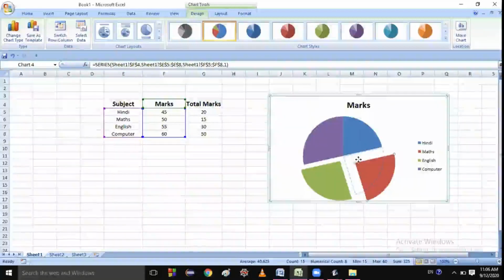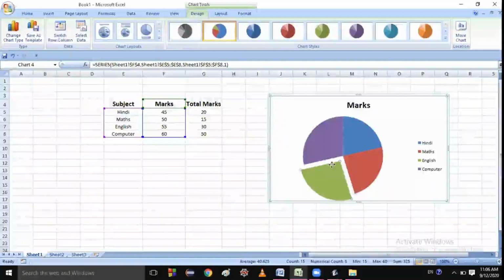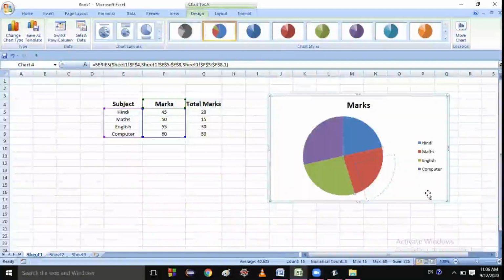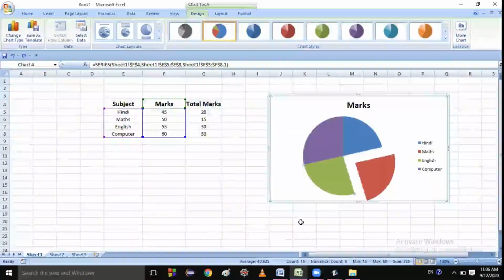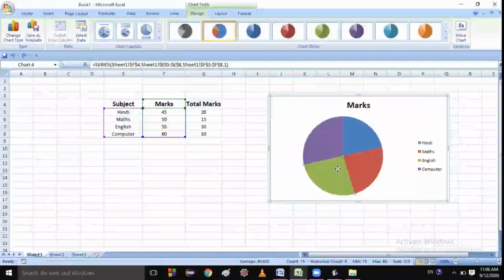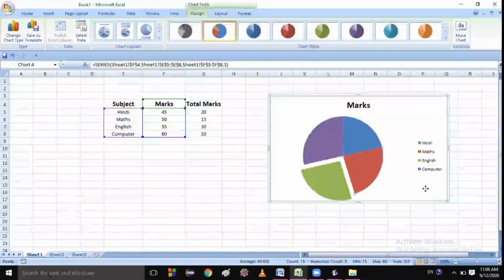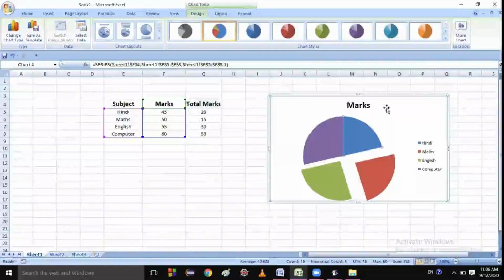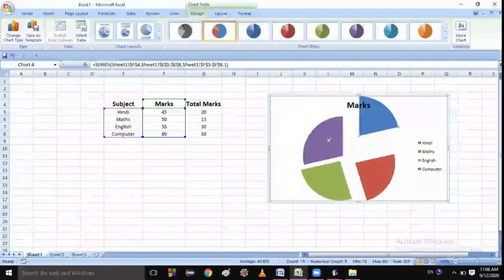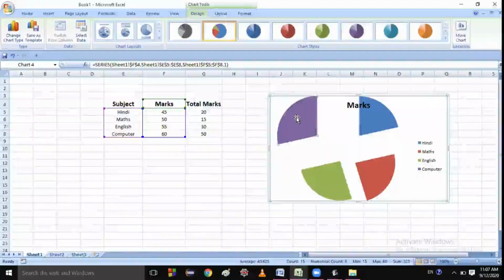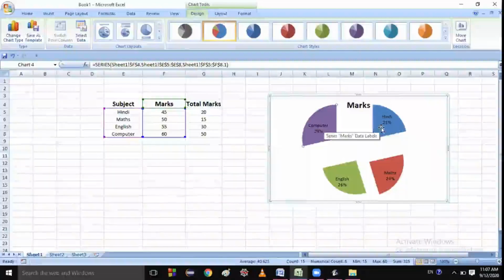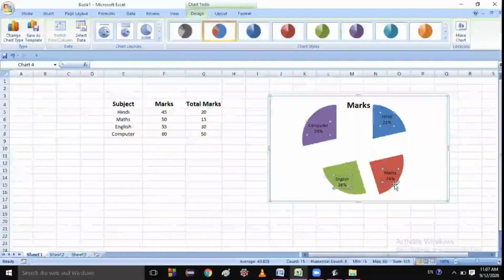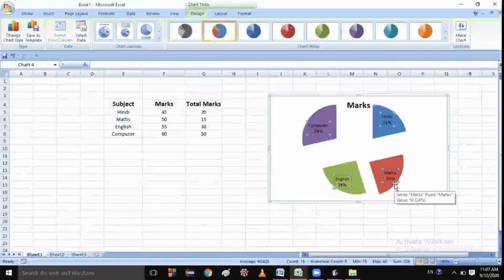Sir, how to change the portion? Just click on that shape, and by clicking, move the mouse. Click on this and this one. Press the button of the mouse and shift. Are you able to see this? Yes. Okay. And you can also see the portions like this. You can see here 29%, 21%, 26%, 24%. Is it clear? Yes.